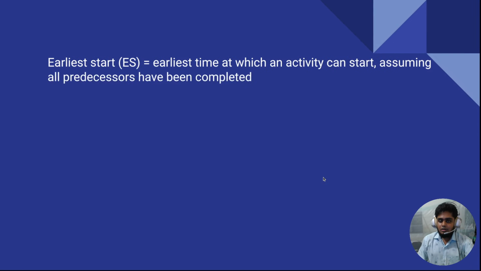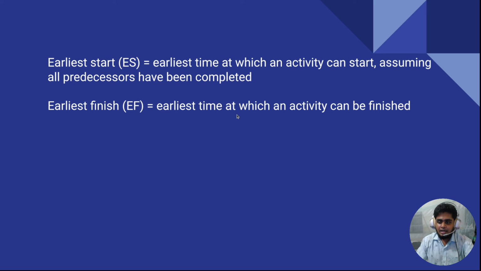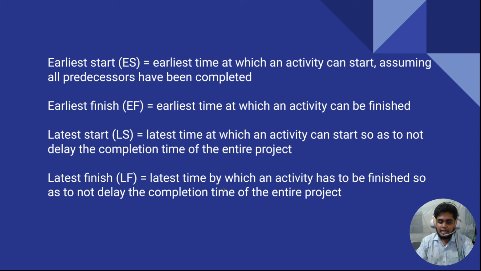Earliest start is basically the earliest time at which an activity can start, assuming all predecessors have been completed. Earliest finish is basically the earliest time at which an activity can be finished. Latest start is basically the latest time at which an activity can start so as not to delay the completion time of the entire project. And finally, the latest finish is basically the latest time by which an activity has to be finished, so as to not delay the completion time of the entire project. I hope you understand all of those topics. If not, just pause the video and read those terms carefully. Okay, let's jump into the next section.